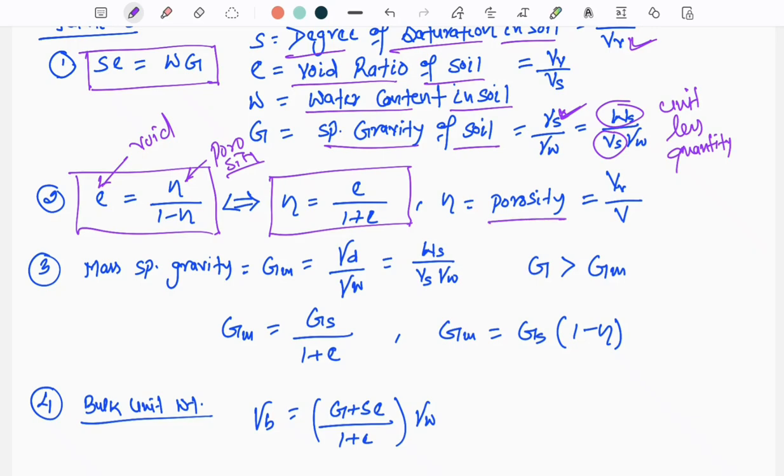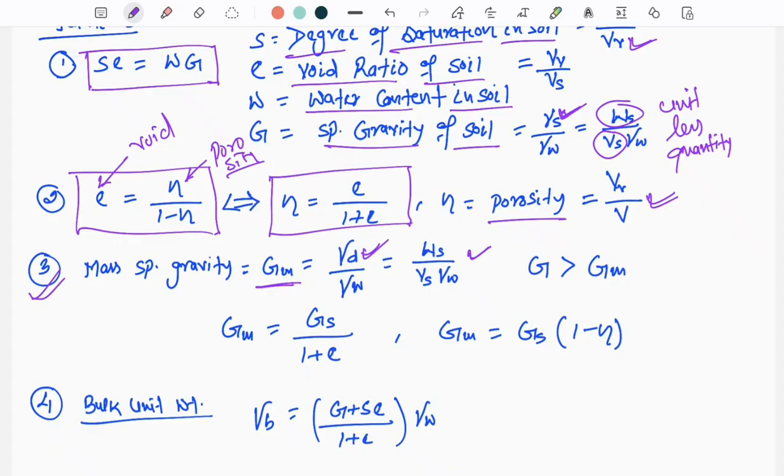And this porosity is nothing but the ratio of volume of void to the total volume. Third one is mass specific gravity, designated as Gm. Gm is equal to gamma d divided by gamma w, that is dry density divided by density of the water. You can also write that Ws divided by Vs is the gamma d, and multiplied by gamma w.